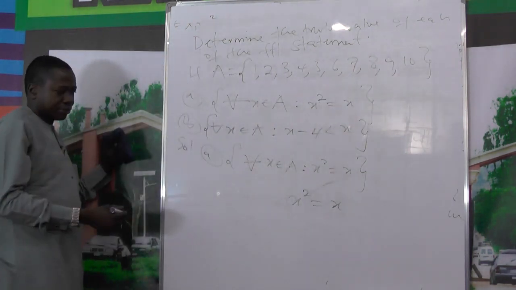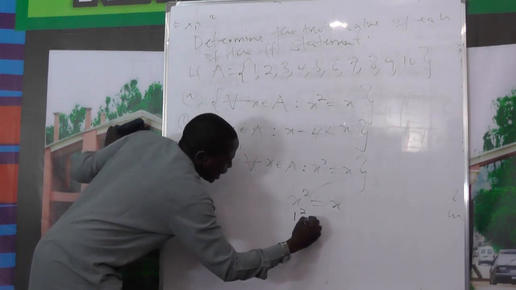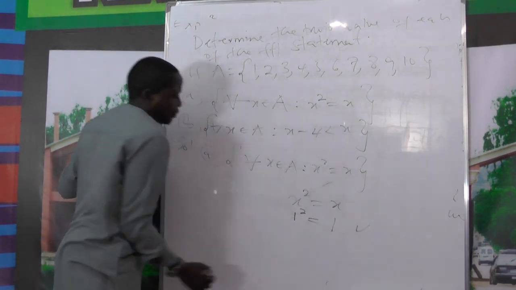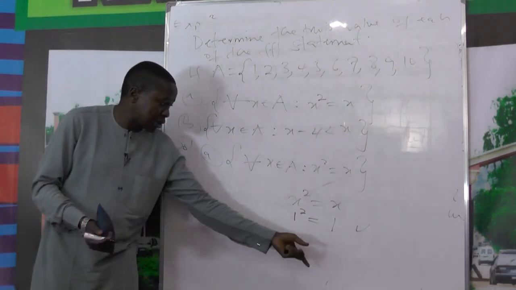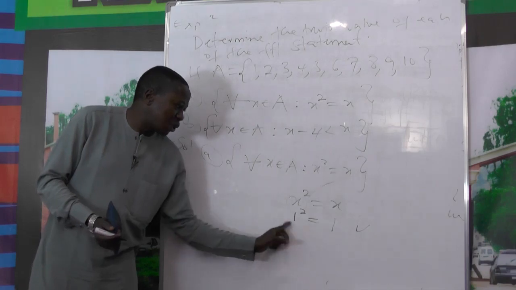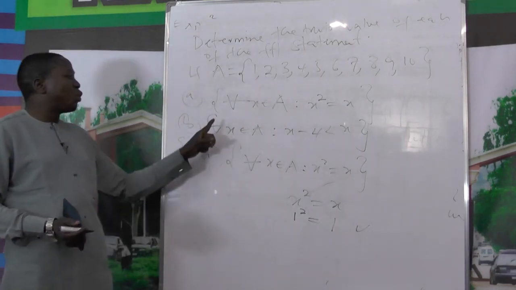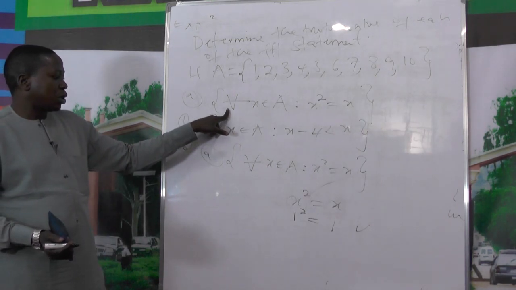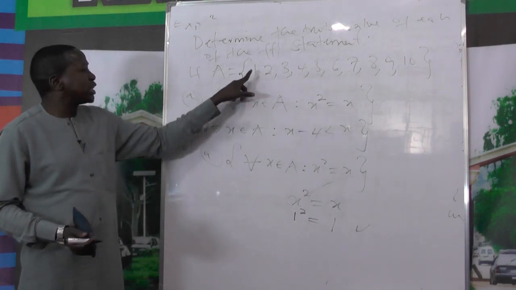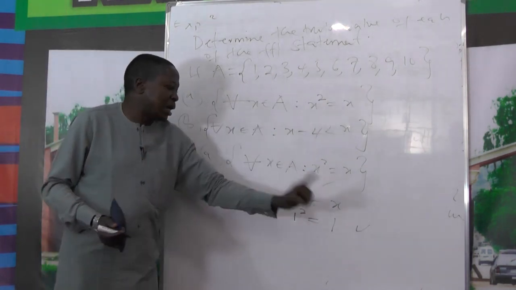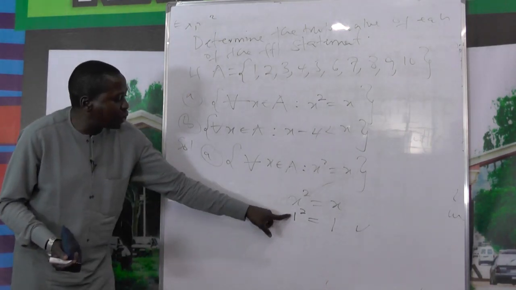Now let's check one by one. When x equals 1, 1 squared, can it give us 1? Yes. This mark means yes, because 1 squared is 1. x squared is x. This one is satisfied. Let's check 2. We can't conclude yet, since we are dealing with all. You can't conclude now, since we are dealing with what? For all. It must be true for every number here before you can have a true statement. But it has been satisfied with this one.